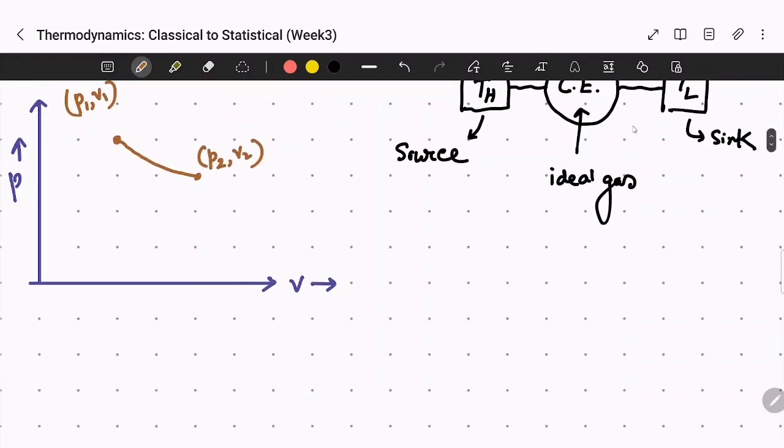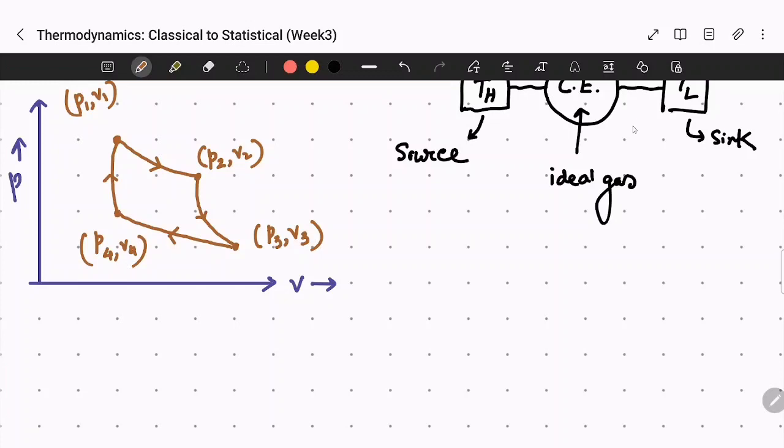After expanding isothermally, let the gas expand adiabatically to P3, V3. Adiabatically means there will be no heat exchange with the surroundings. So first P1, V1 to P2, V2, then we allow the gas to expand adiabatically from P2, V2 to P3, V3. Now we'll compress again, isothermally, to P4, V4. In the last step, we go back to P1, V1 by adiabatic compression.